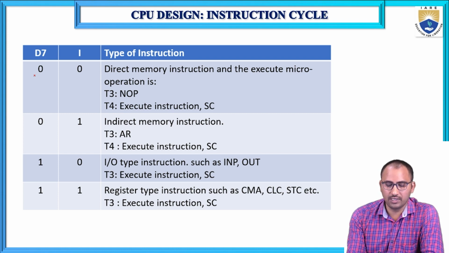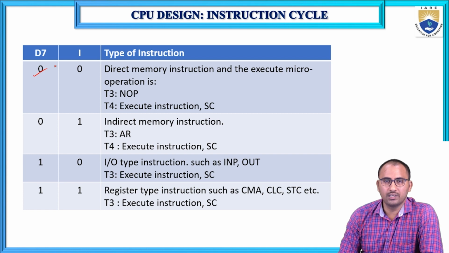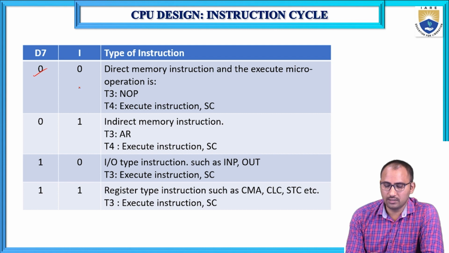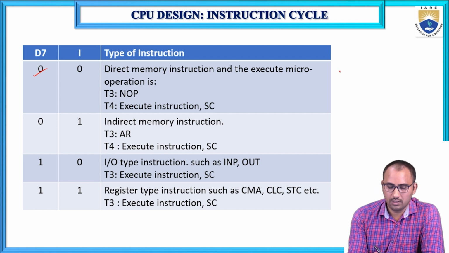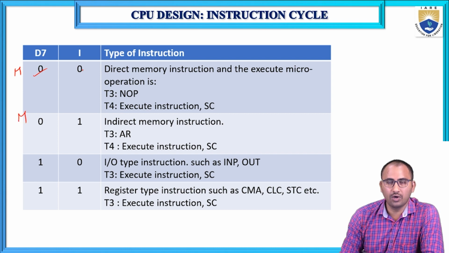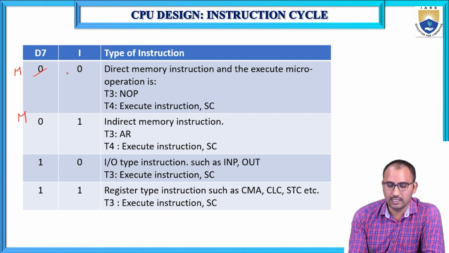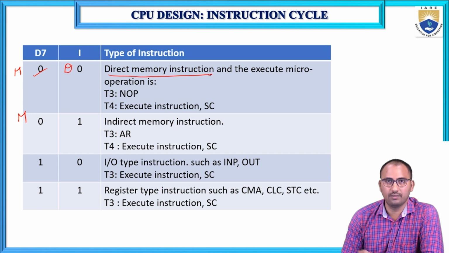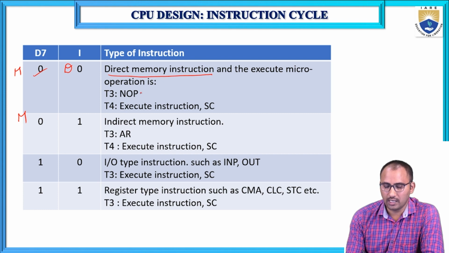So when D7 is equal to 0, that means that is a memory reference instruction. When I is equal to 0, that is a direct address. So it is a direct memory instruction. And the execution operation is during T3, nothing to do because it is a direct address.